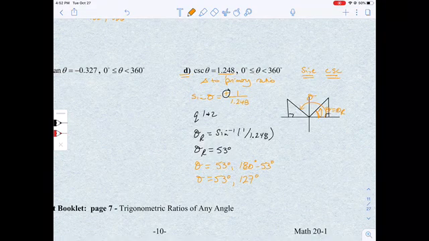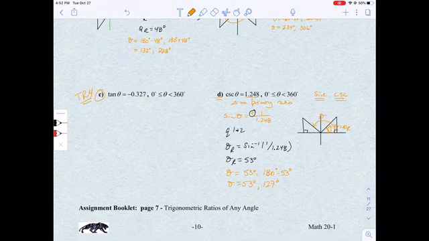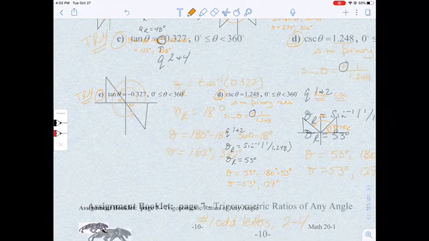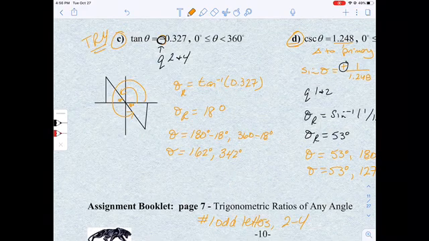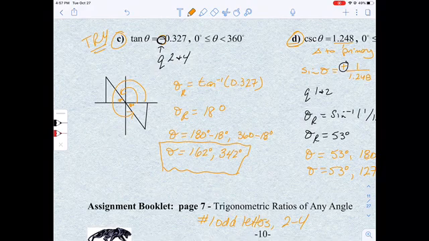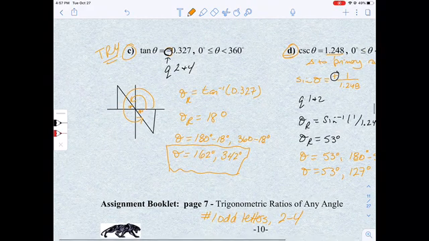Yes. Okay. That's probably one of the more difficult ones on this page. I would pause the video and try question C on your own and see that you understand what we're doing. Okay, if you took the time to do that try question, you should get answers of 162 degrees and 342 degrees for your two angles in standard position.